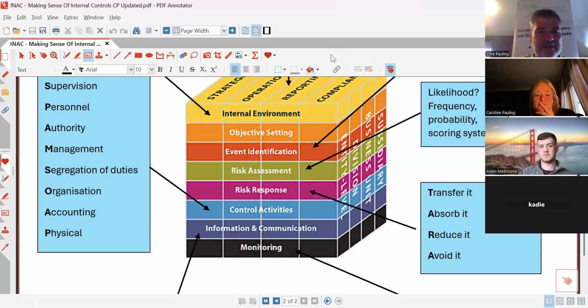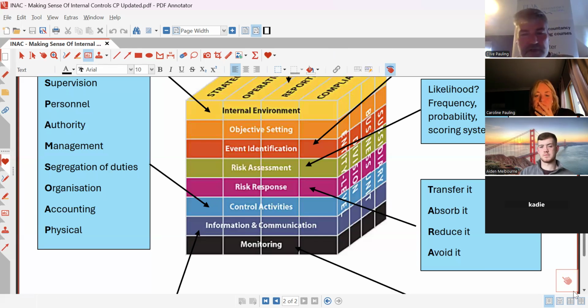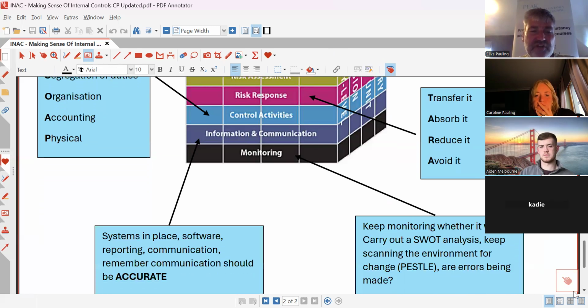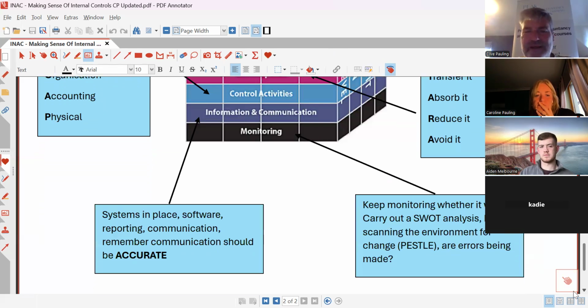So we get to information and communication. If we're thinking about this, what systems have we got in place? What software do we use? What reporting are we providing both outside and inside the organization? What sort of information are we communicating? Do we need to communicate to make sure we get the right decisions, we get the service out to the customers, etc. Spinning in another useful tool here.